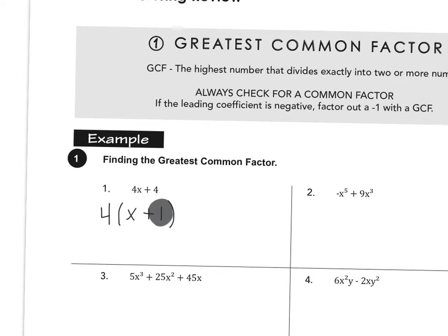If we were to multiply this back out, we want to make sure this equals the same thing. We distribute the 4 to both terms in the parentheses, and we end up with 4x plus 4, which is the same thing we started with, and that's what we want.